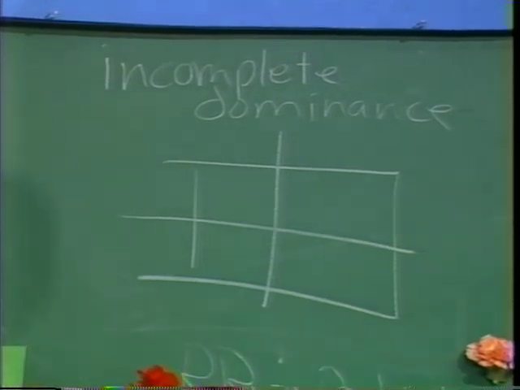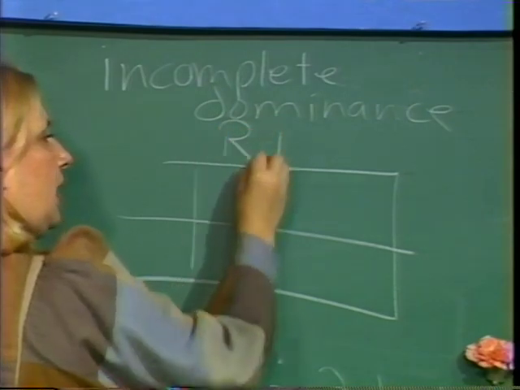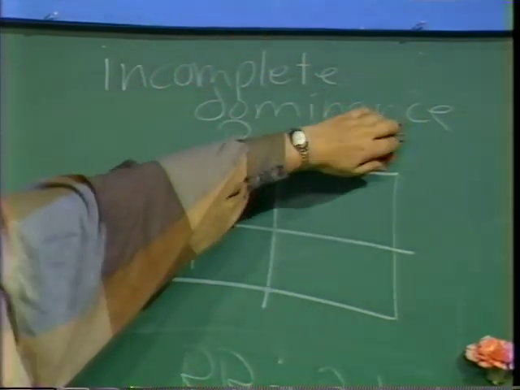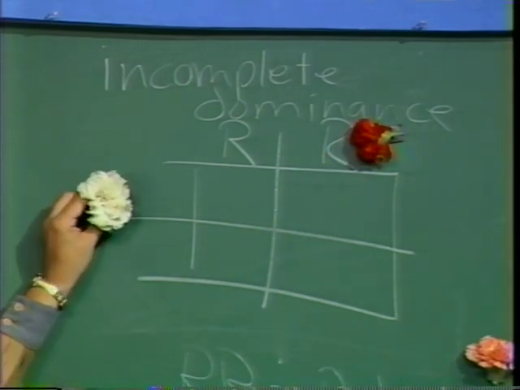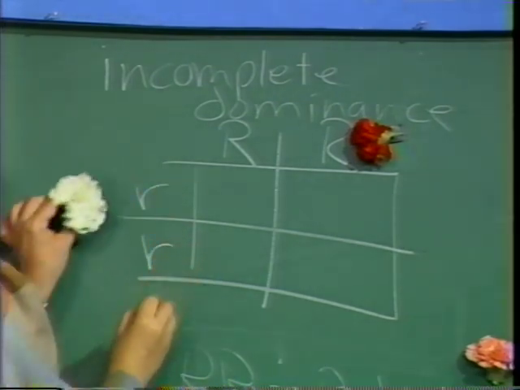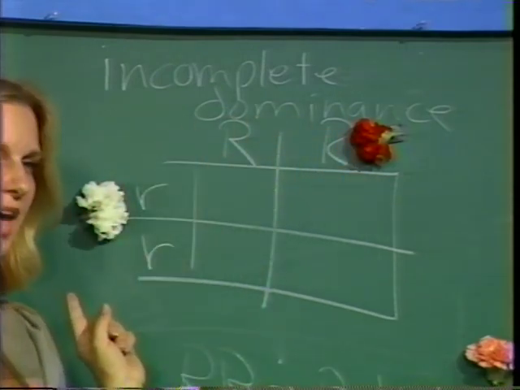R, capital R, and another capital R. Good. So we'll put it up here, one in each place, okay? Yes. And there's one parent, right? Now, we're going to cross that one with a white one. What would be the genotype of a white? 2 lowercase r's. Good. So this is the other parent. We're going to take the pollen from one and put it on the other. We're going to produce lots of flowers, okay?